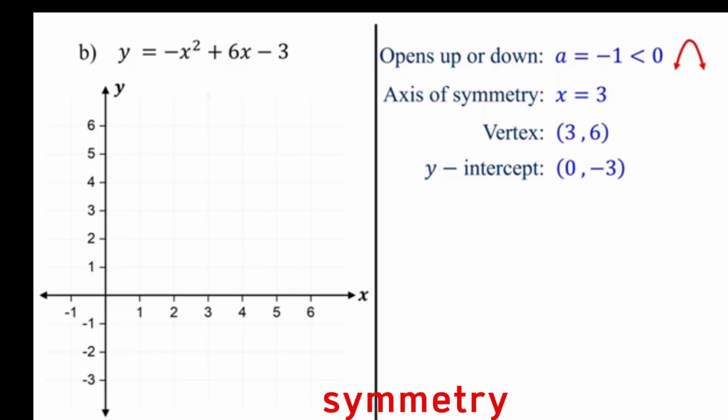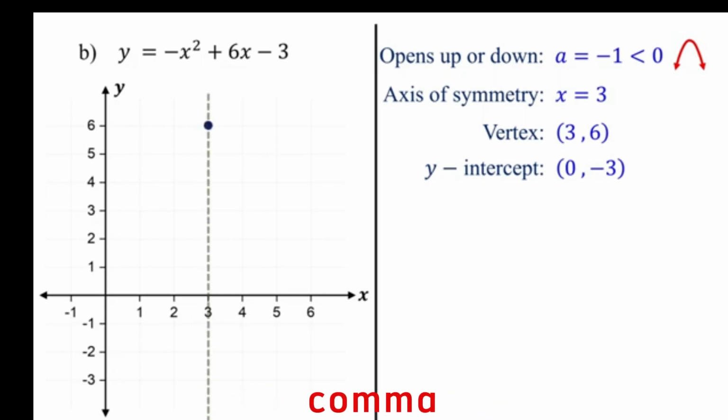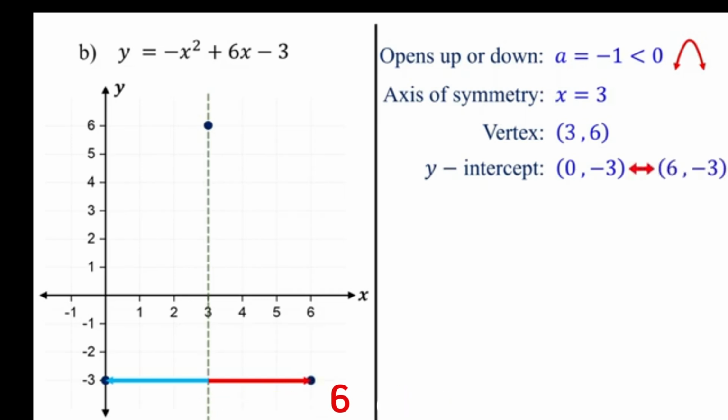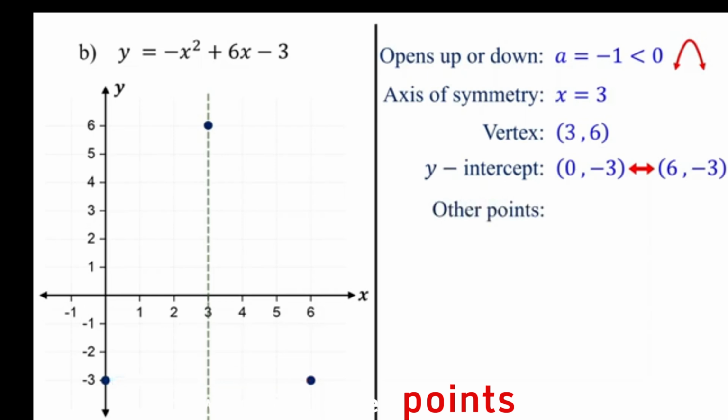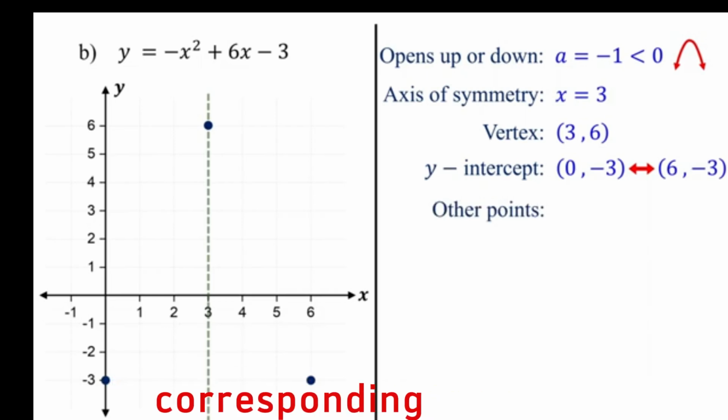The axis of symmetry is the vertical line x equals 3. The vertex is the point 3, 6. The y-intercept is the point 0, -3. Also, locate a point symmetric to the y-intercept across the axis of symmetry. The y-intercept is 3 units to the left of the axis of symmetry, right? So, a point 3 units to the right of the axis of symmetry, which is 6, -3, is also on the parabola. Now, to find other points, take an x value that is closer to the axis of symmetry and determine its corresponding y value.